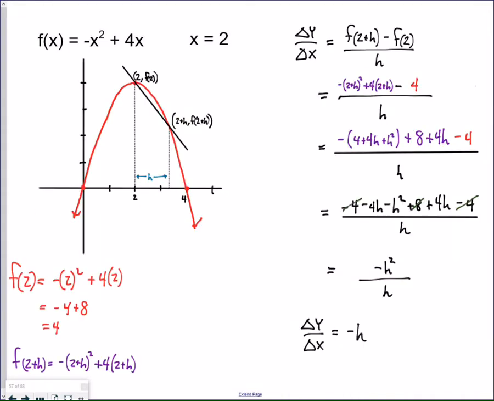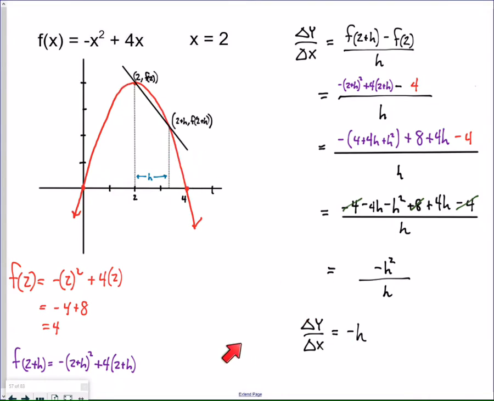Ooh, negative h. So apparently the slope of this line right here is now a function of the interval h that I chose. So for example, if I chose h to be 1, then the slope of my secant line is going to be negative 1. Which makes sense. You can see it going downhill. It's going to be a negative number.